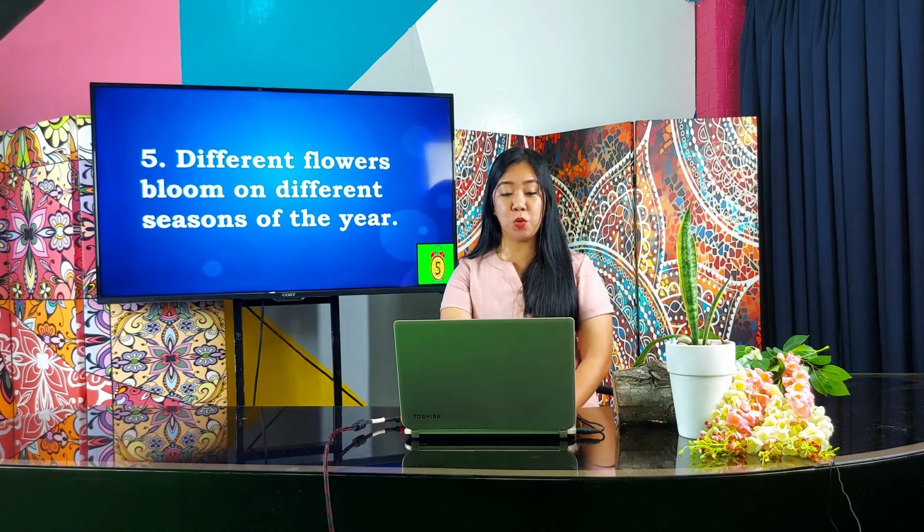Number 5. Different flowers bloom on different seasons of the year. What is your answer? The underlined common nouns are flowers, seasons, and year. Great job, kids! I hope you got a perfect score. If you do, you are absolutely excellent. If not, you may still have time to practice and learn more.